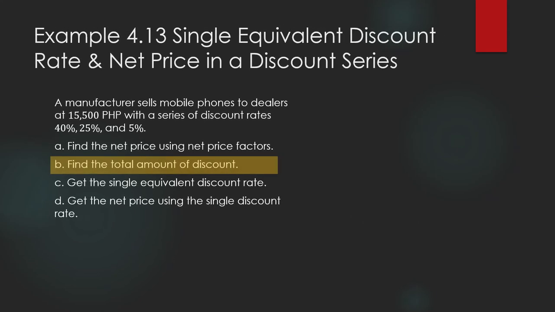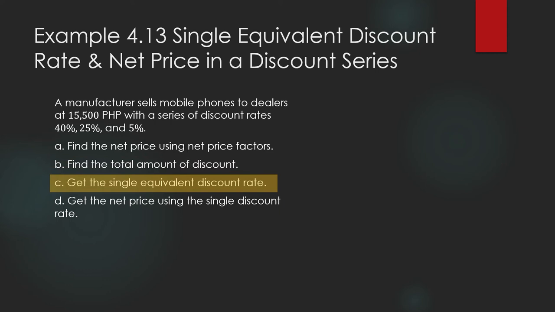Let us do the third one. Get the single equivalent discount rate. So we have a series of 3 discounts. So what is the single discount rate that will produce the same 3 discount rates? So this is how we compute it. The single equivalent discount rate is equal to 1 minus. So again, this should be familiar to you. This is like your net price factor. So 1 minus NPF sub 1 times NPF sub 2 times NPF sub 3.